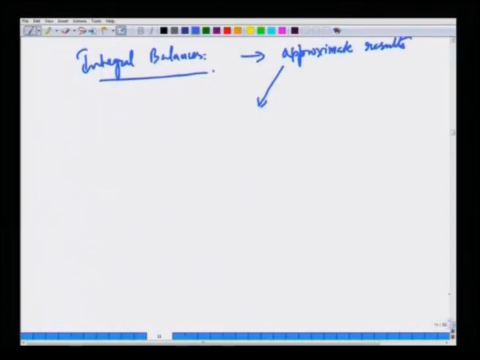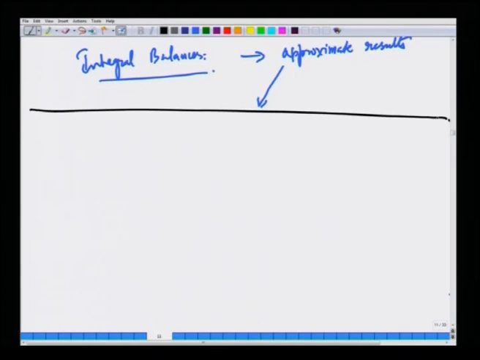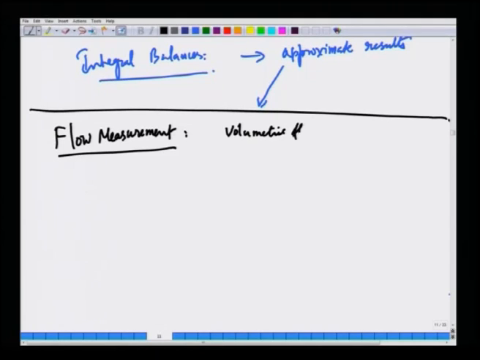Now, we will get back to the problem that we started doing last lecture, that is an application of integral balances to flow measurement. Okay. By flow measurement I mean measuring volumetric flow rates in line.